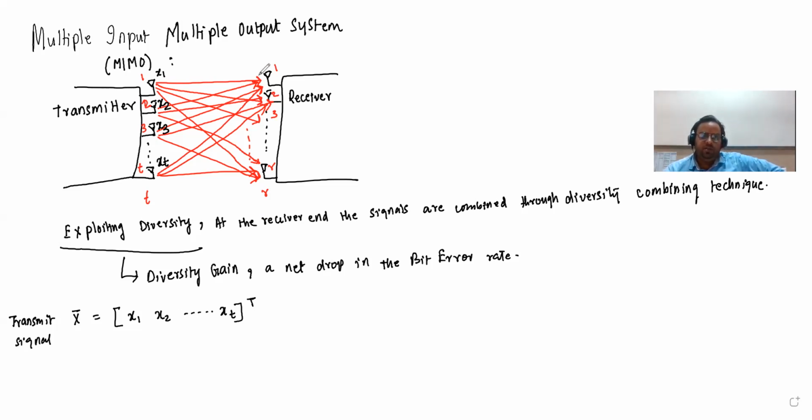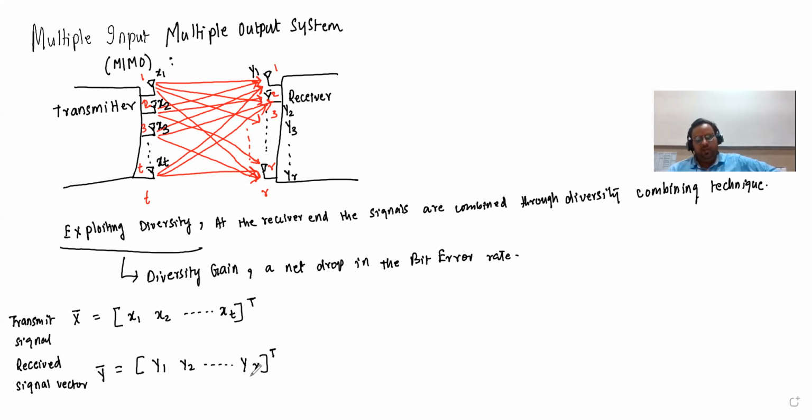Similarly, at the receiver end, we have receive antennas, and each receive antenna will be receiving some signal. Suppose Y1 is the signal received at antenna 1, Y2 is the signal received at antenna 2, Y3 is the signal received at antenna 3, and finally YR is the signal received at the Rth receive antenna. So the receive signal vector, denoted by Y bar, will be given as Y1, Y2, and so on up to YR, transpose. This is essentially our transmit and receive antenna setup.